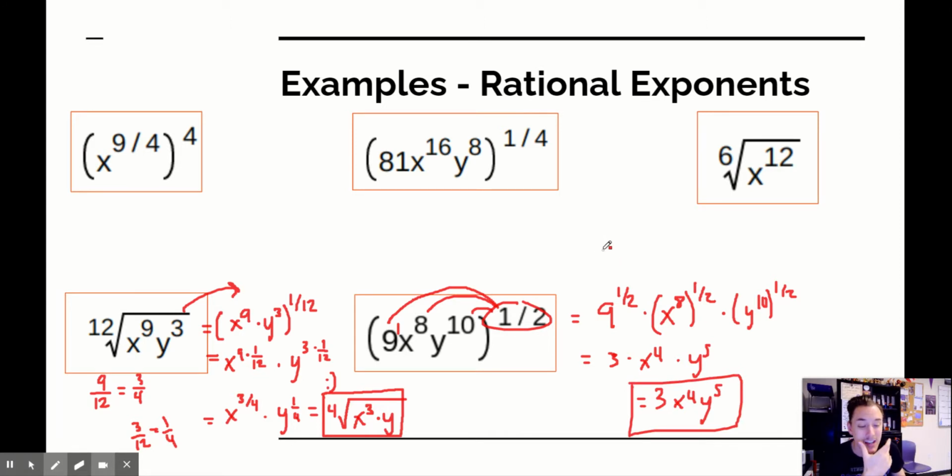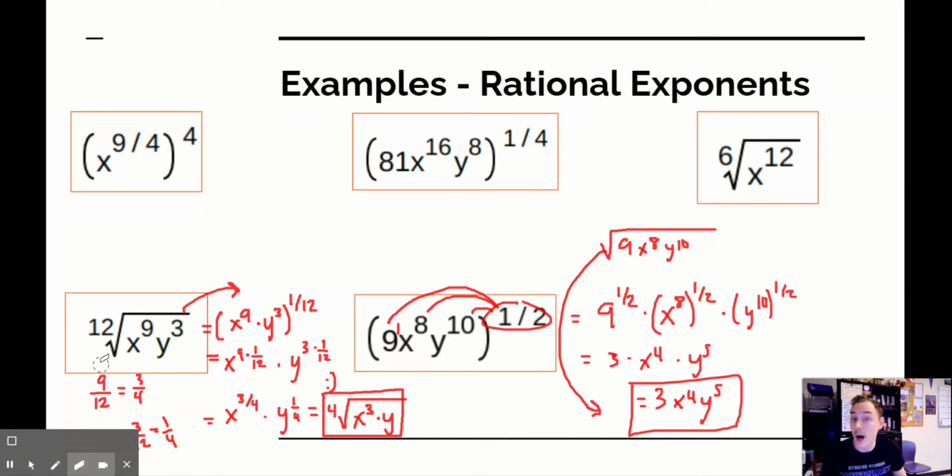Okay, what this does look like, I'm not going to simplify it, but what this does look like is really just a square root of 9x to the 8th and y to the 10th. That's really what it looks like. And of course, it does simplify to that. Okay, so again, bounce back and forth between radical and exponent. Let's move on. Get this down, pause it if you need to, but I'm going to erase.